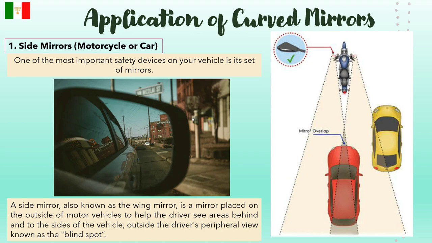So let us discuss the application of curved mirrors. The first one is side mirrors. One of the most important safety devices on your vehicle is its set of mirrors. It might be considered the simplest, but it plays a great role in ensuring your safety on the road. A side mirror is also known as the wing mirror. This is a mirror placed on the outside of motor vehicles to help the driver see areas behind and to the sides of the vehicle, outside the driver's peripheral view, known as the blind spot.